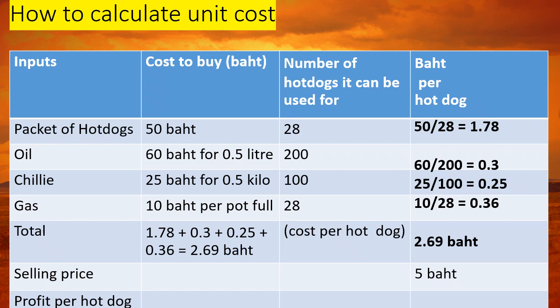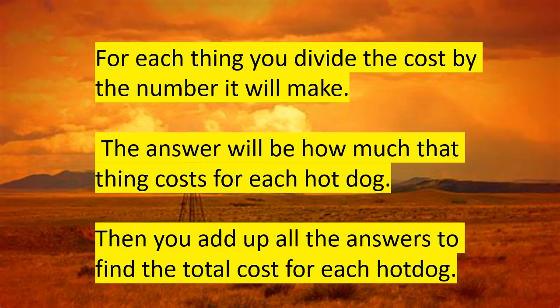So then we add up the results from all those calculations, 1.78 plus 0.3 plus 0.25 plus 0.36, and the total is 2.69 baht. So we're selling for 5 baht. So our profit, 5 minus 2.69 equals 2.31 baht per hot dog that we sell.